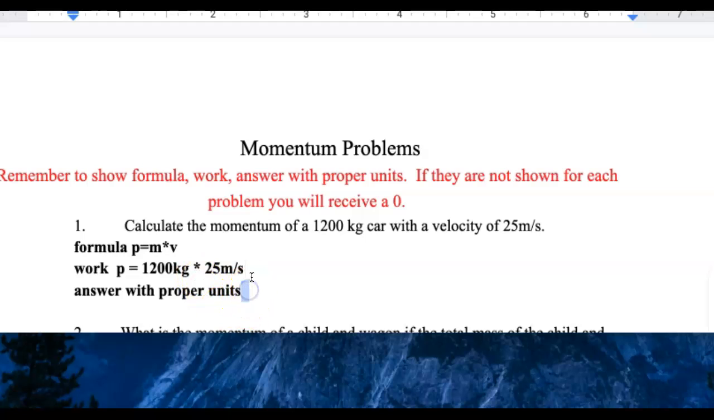Okay. Then if I do the math, 1,200 times 25 equals 30,000. Okay. 30 comma 1 2 3. 30,000 kilograms times meters per second is my unit, because we have to have all the units to show momentum.